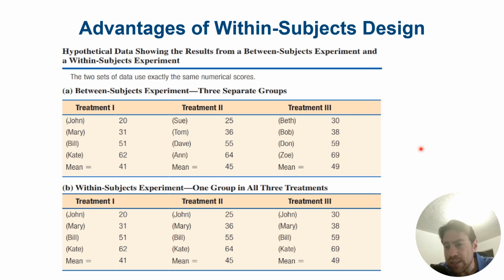So for this reason, a within subject design is generally more powerful than a between subject design because it reduces the variance and increases the likelihood of detecting the effects of the treatment if the treatment has any effects.